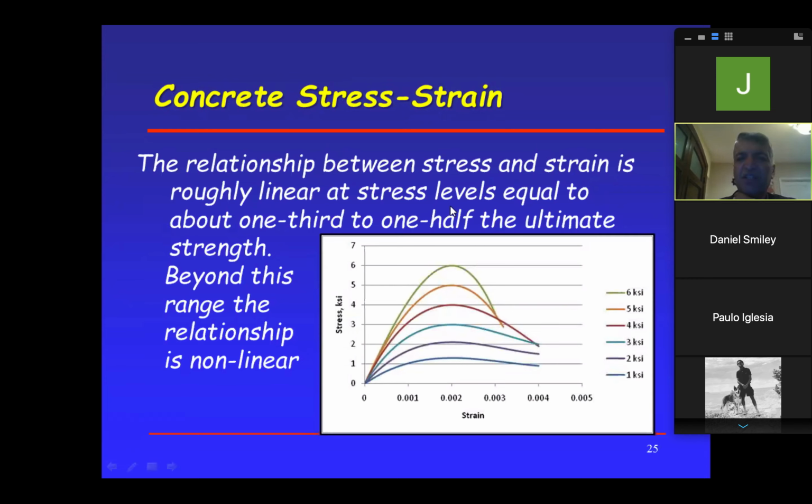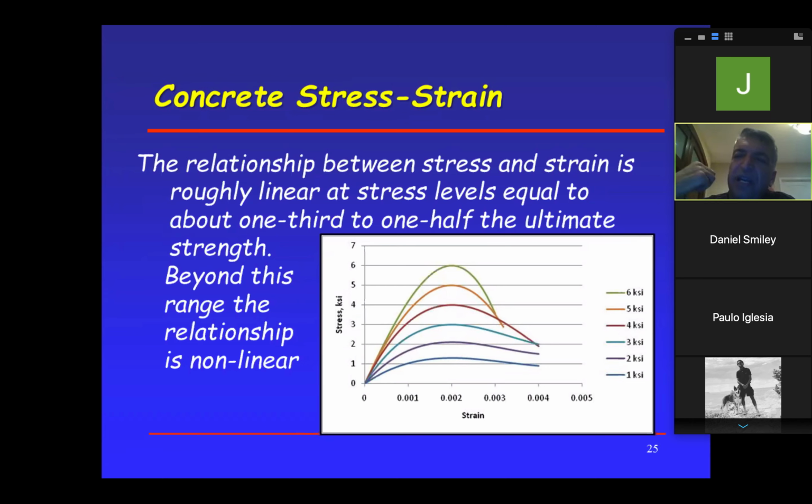It says the relationship between stress and strain is roughly linear at stress levels equal to about 1/3 to 1/2. What he's saying here is, look at this. This is the top, right? So this is 6, so 1/2 of it is 3. Look from 3 to 0. That line is almost a straight line. That's why we call it a linear material up to this point.